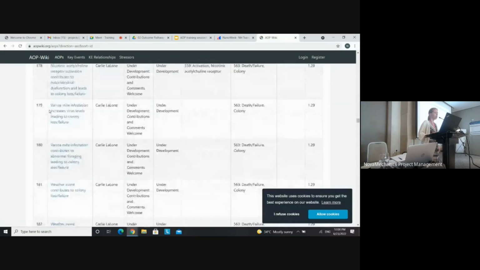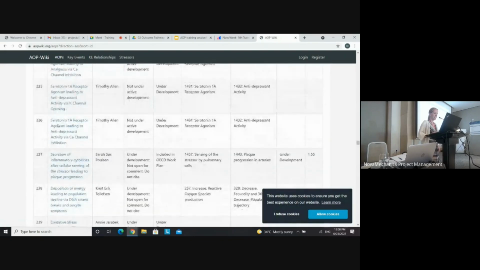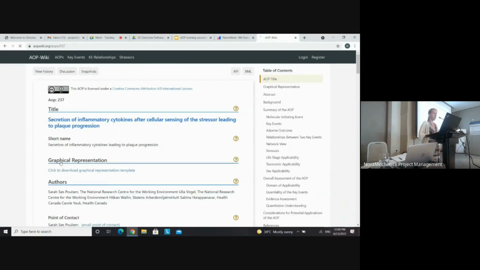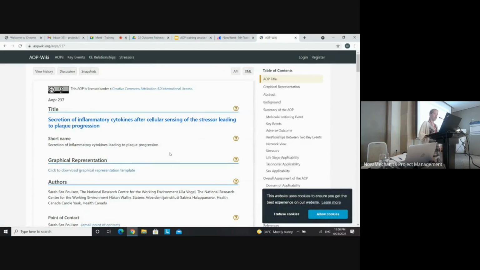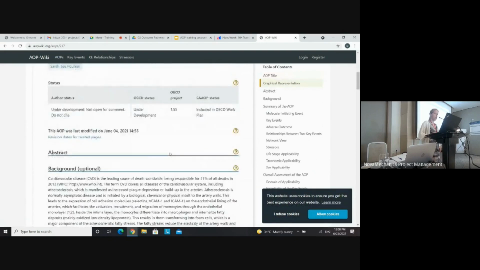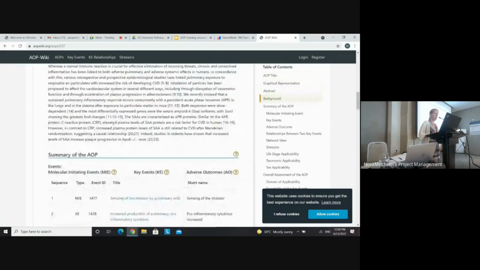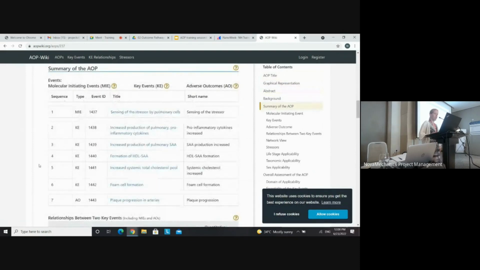And this was probably stupid because you can also search, so I don't know why I'm doing this. Yes. So here is my name, and we see the status that it's under development, and that should not be cited, but it's included in the OECD work plan. And then you can click on it, and you enter the AOP, and there's also a graphical representation, which is not there yet. But then you input the background, and then you have the different key events here, summary, and everything that's included you can click on and continue.